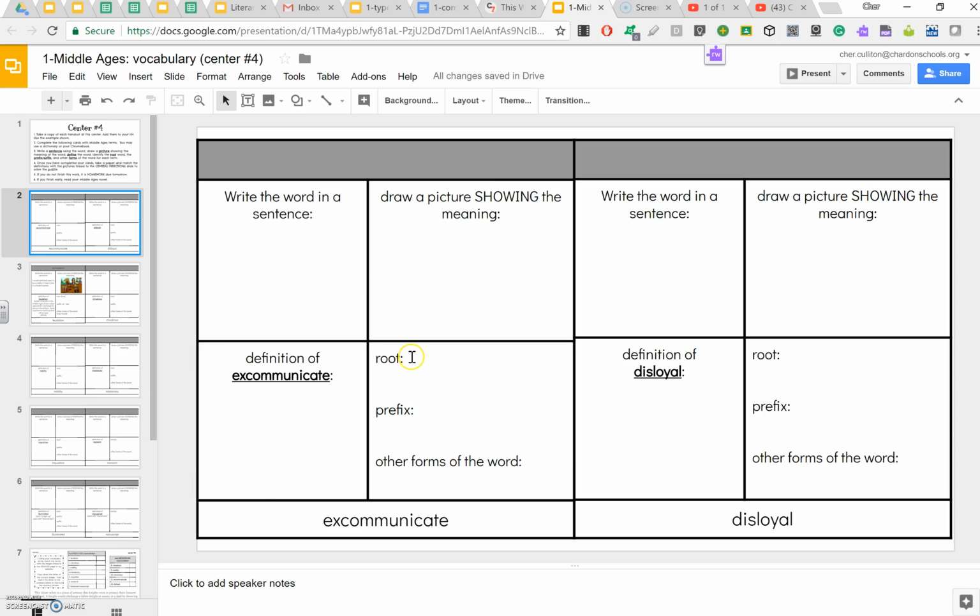You're going to look up the root within the word, any prefixes or suffixes, and other words that can be made using the word excommunicate. And again, each of you is going to have 2 examples by the time you get done with this to get you started. So you can choose to glue all of these in to start or wait till you're done. It's up to you.